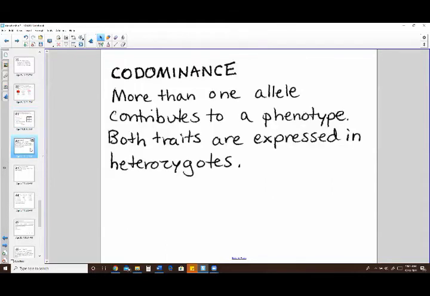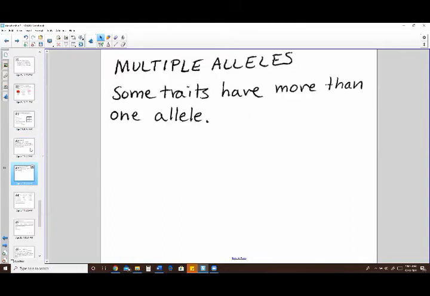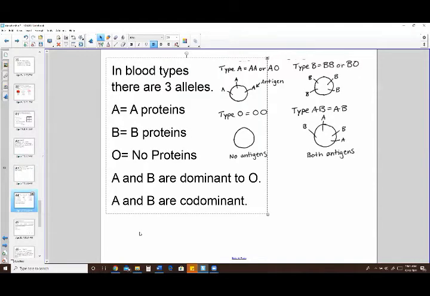Some other exceptions I want to talk about is something called codominance. This is similar to incomplete dominance, but instead of getting a blend of traits, like a mix, you get both expressed at the same time. And I'll explain a little bit more about that in a minute. And then multiple alleles. Some traits have more than one form of the gene, more than one allele for a particular gene. The example I'm going to use for this is blood types.